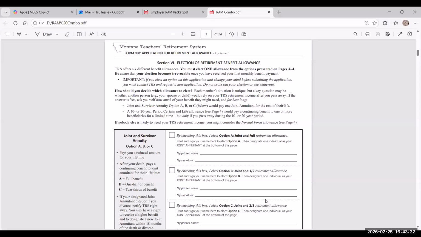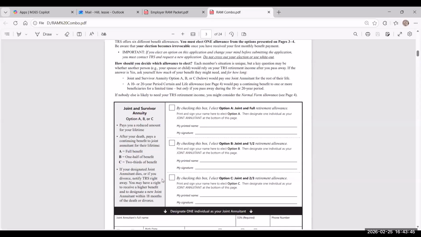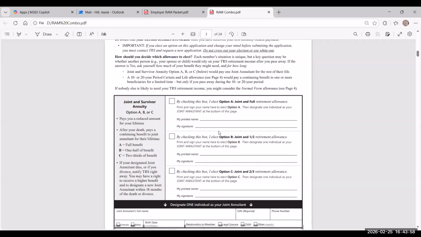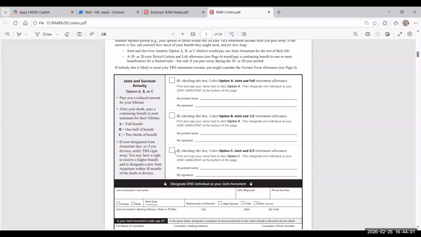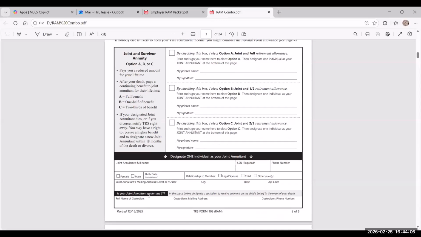Know that whichever allowance option they're picking is set and irrevocable after they receive their first retirement benefit. And that's payable the last business day of the month after their last day of work in general. When they're deciding which allowance option they're wanting, they would be checking the box next to that option and printing and signing their name. They would only be selecting one of these. So on this page I'm at right now, they would be checking one of these boxes if they're going for one of our joint and survivor annuity options. And then at the bottom of that page is where they're going to provide their joint annuitant's detailed information.